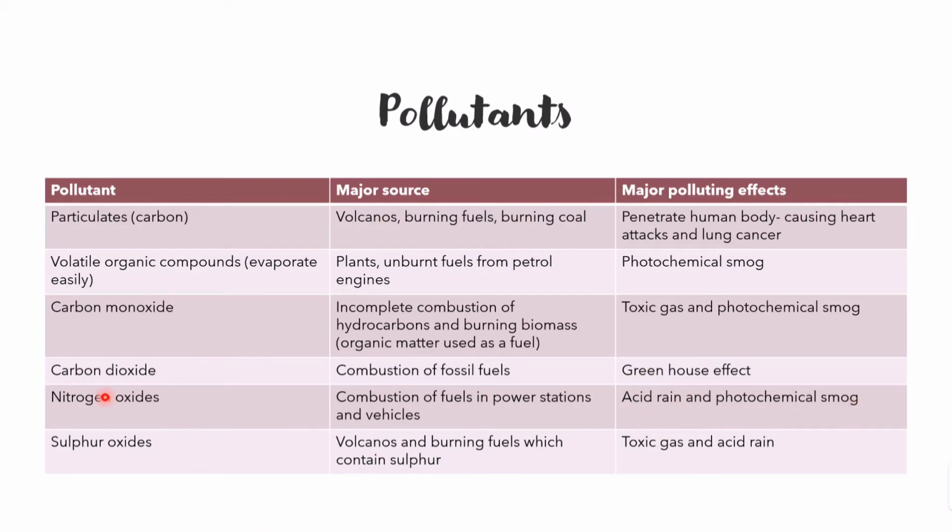And then lastly, we have sulfur oxides. These are produced from volcanoes and burning fuels which contain sulfur. Again, like the nitrogen oxides, we have sulfur impurities in our fuel. So when we burn them at high temperatures, they can combine with the oxygen to form sulfur dioxide or sulfur trioxide. And these sulfur oxides are toxic gases that cause acid rain.